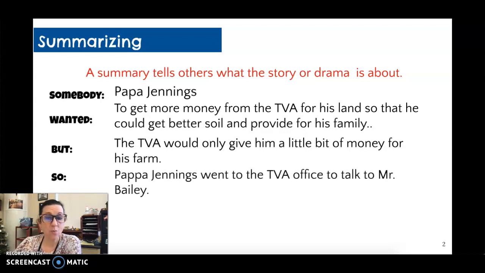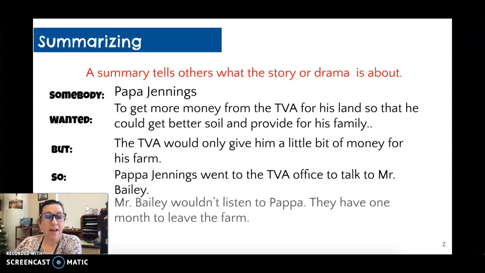So Papa Jennings went to the TVA office to talk to Mr. Bailey. And then Mr. Bailey wouldn't listen to Papa. They have 1 month to leave the farm. So a summary in this case is taking the long drama and putting it into a small section so that we can get the understanding of what the whole entire story is about in just a few sentences.